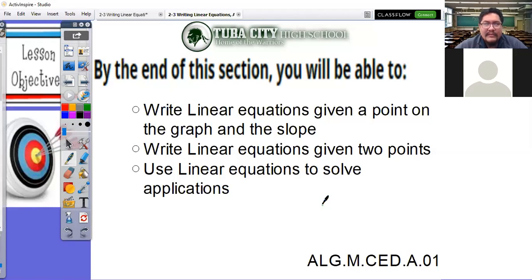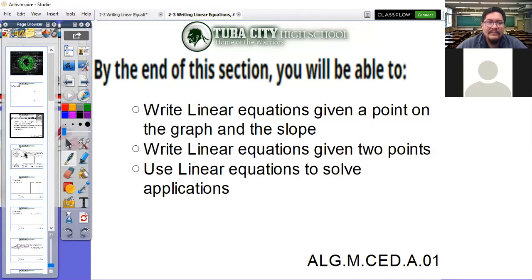So we've already worked a little bit with slope intercept form, so that top one probably wouldn't be too much work. But if you're given 2 points on a graph, could you write the equation for the line that goes through both of them? And lastly, use linear equations to solve application problems. So using it in real life.